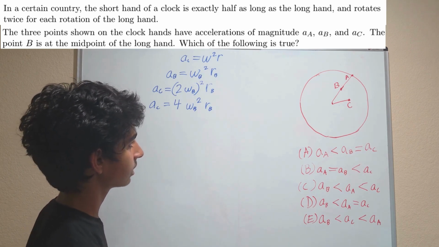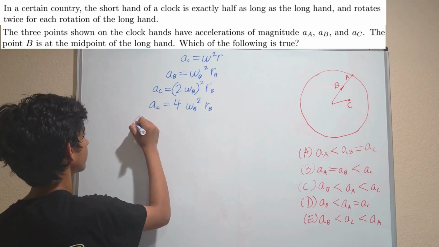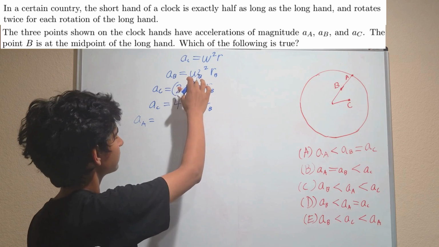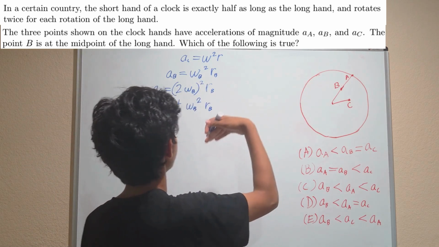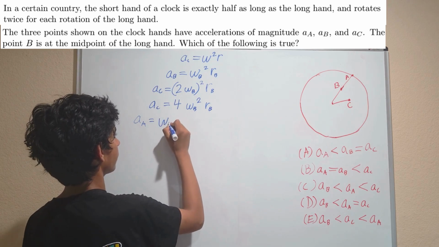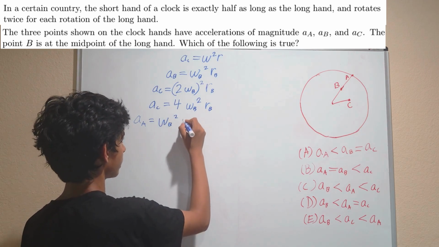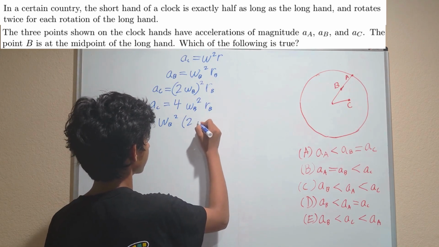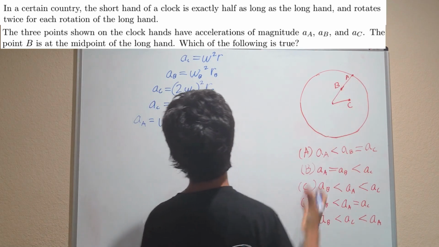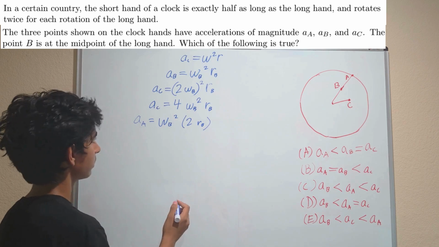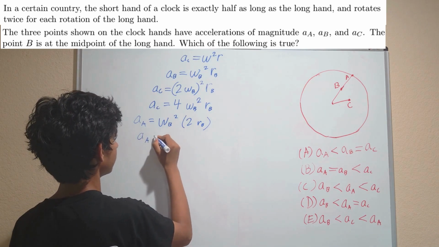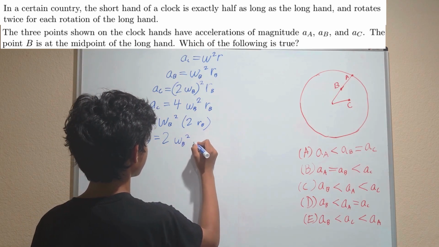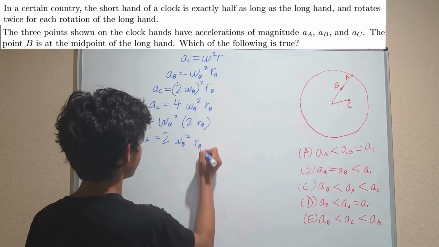Now let's find the acceleration of A. This has the same angular velocity as B because they're on the same hand. So that's just omega B squared times, instead of RB, 2 times RB, since it's twice as far away from the axis. Simplifying, this is equal to 2 omega B squared times RB.